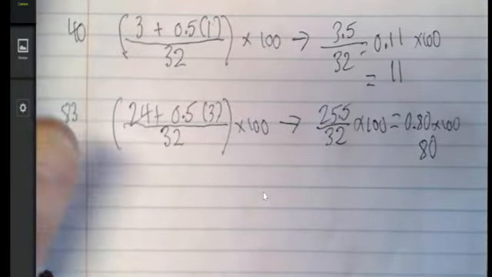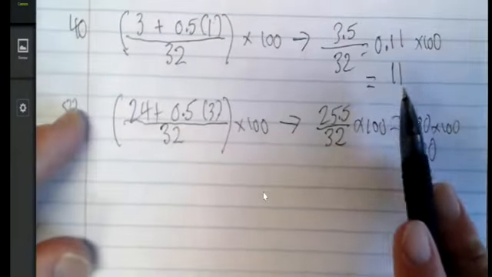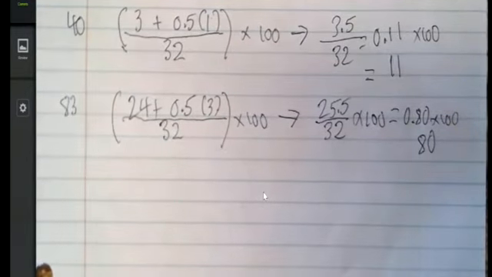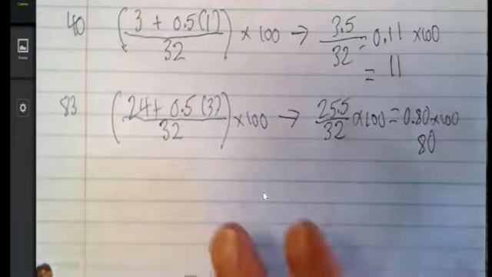And the person with the 40 is in the 11th percentile. The person with an 83 is in the 80th percentile. And that's the bottom line there. Let's have a look at pages 72 and 73. Properties of percentile ranks.